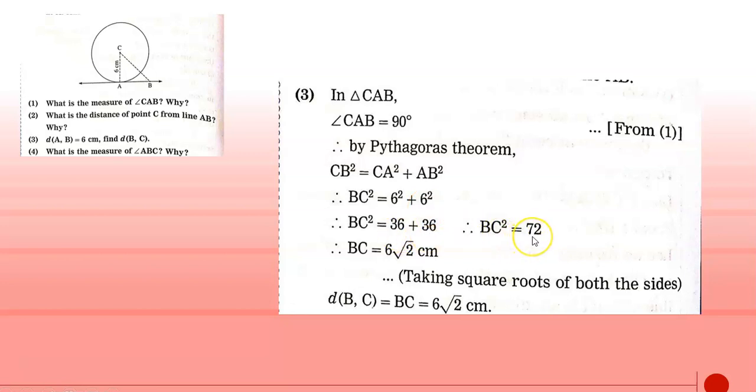BC square is 72. And on taking square root on both sides, what do I get? BC is equal to 6 root 2 centimeters. Therefore, distance BC is 6 root 2 centimeters. Do not forget to write the unit.